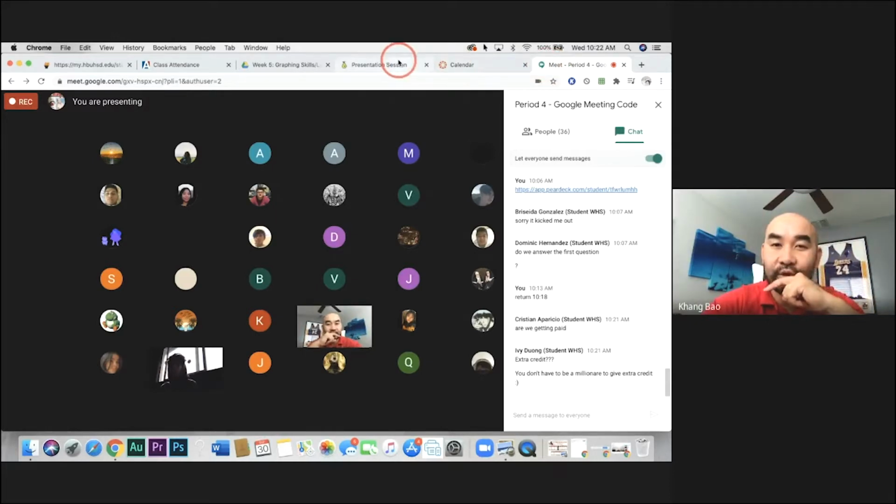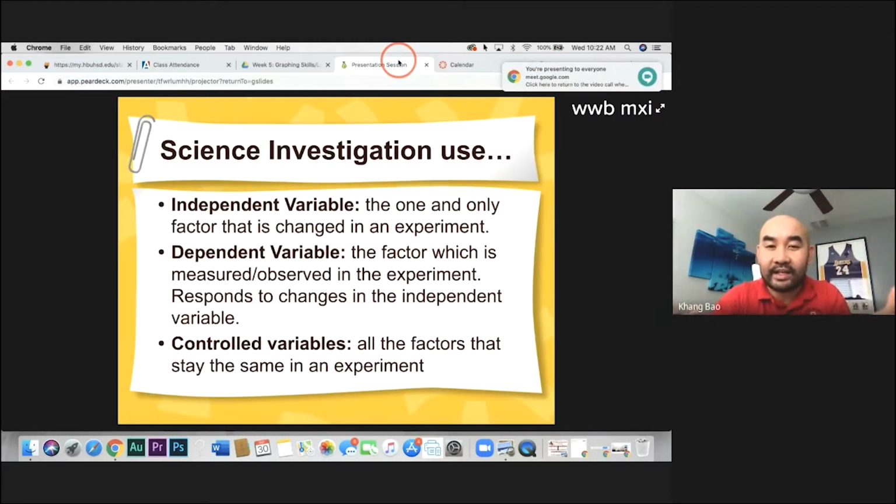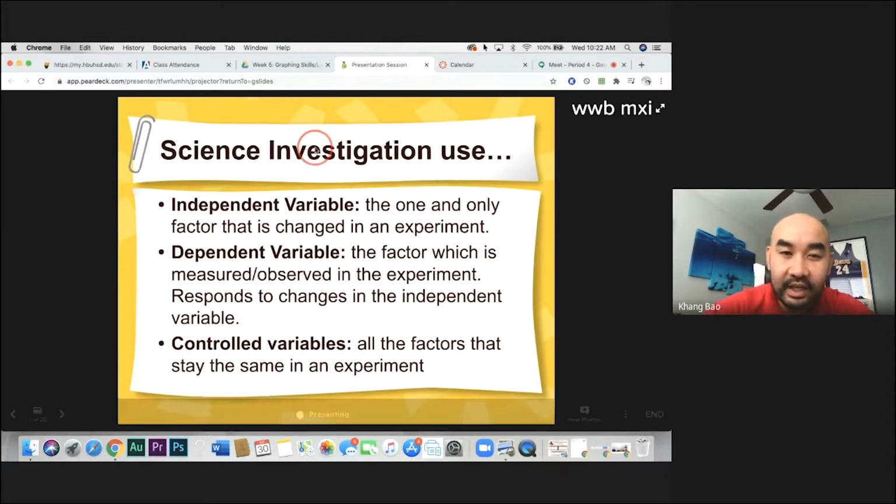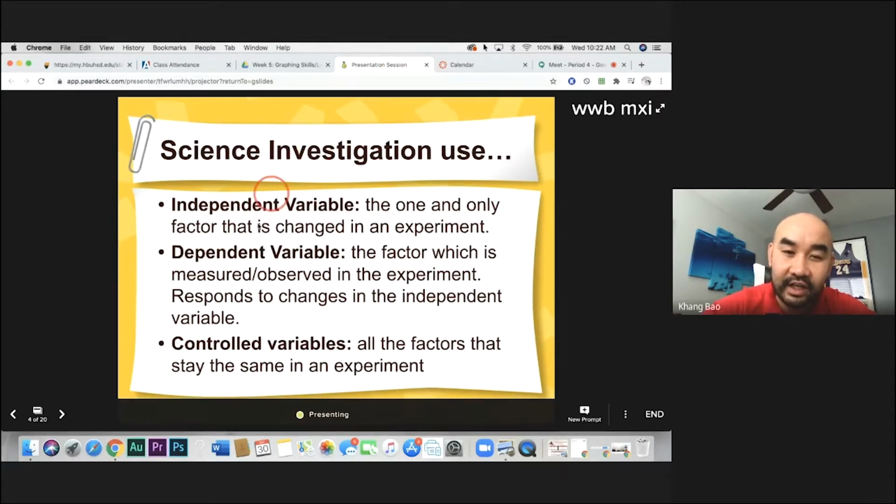Now we need to create an investigation. And what makes an investigation fair, right? That's our goal. That's why we started with that question. What makes an investigation fair? What makes an investigation fair is that you know how to answer these variables. What are the three variables that you need to focus on?